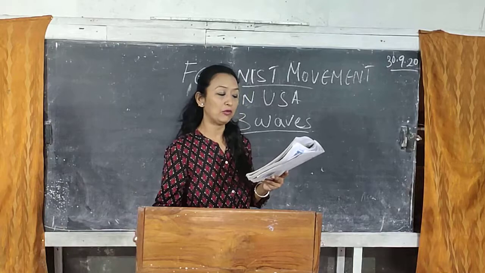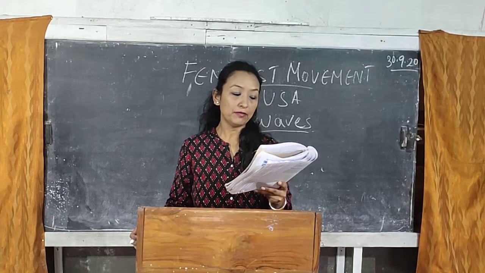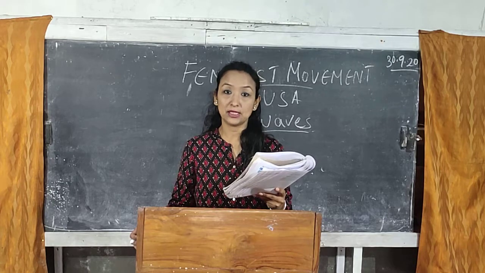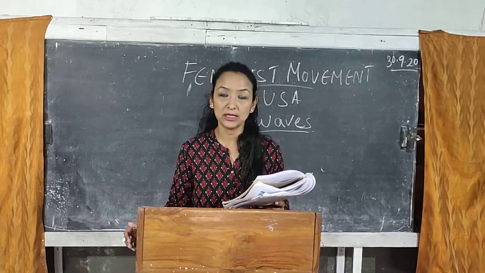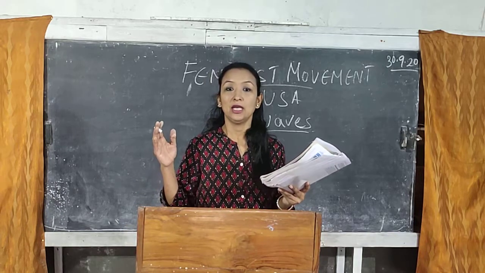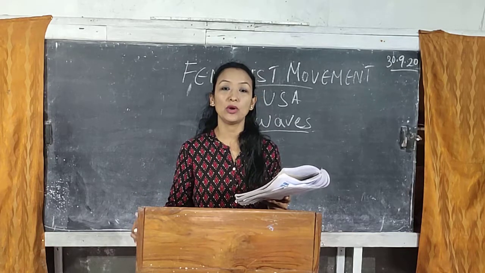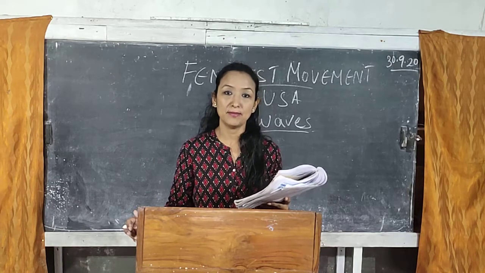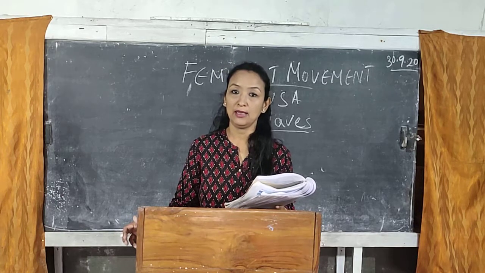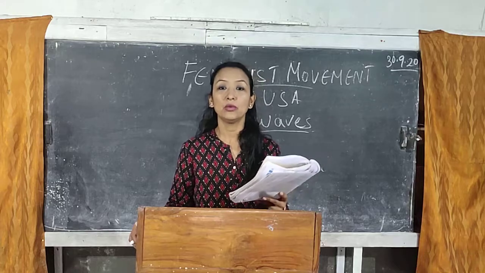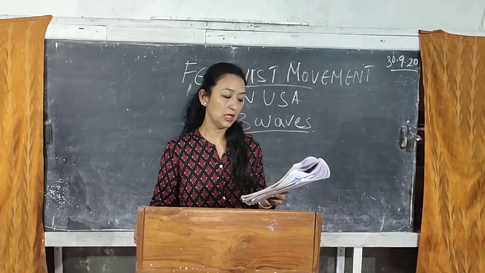The first wave of feminism involved suffrage and political equality. Suffrage means voting rights for women. Women wanted equality in the field of politics and also the same voting rights as men, because at the time voting rights were only given to males and not females. So they wanted voting rights and political equality.